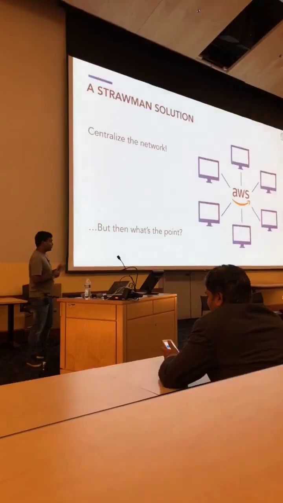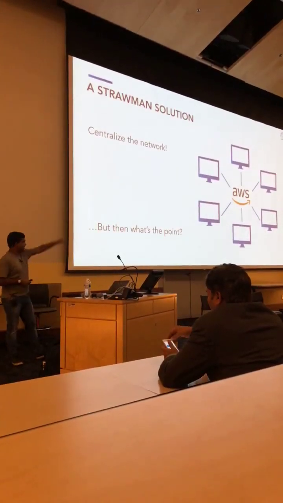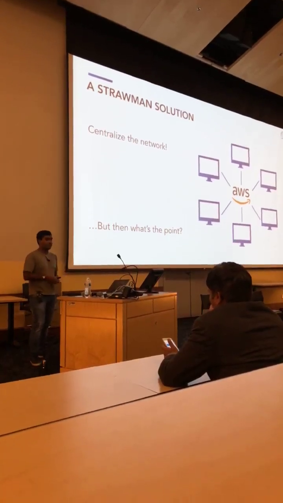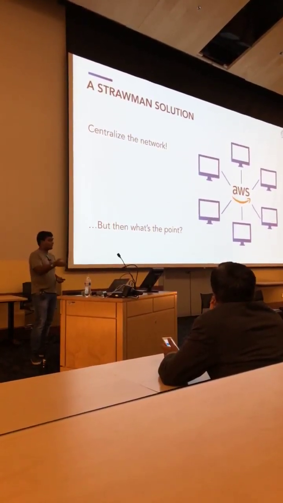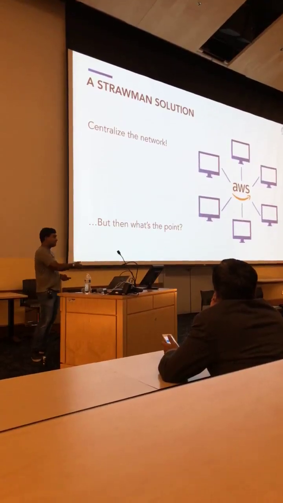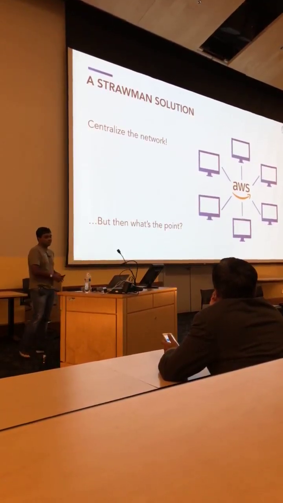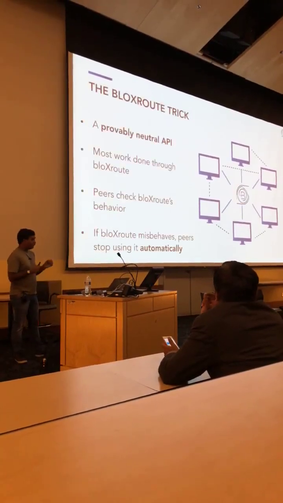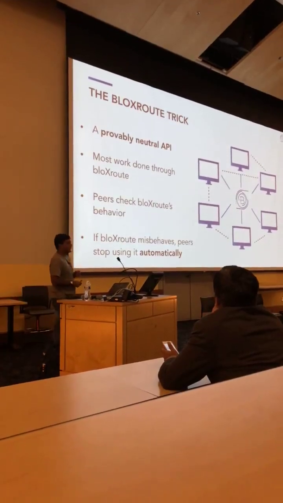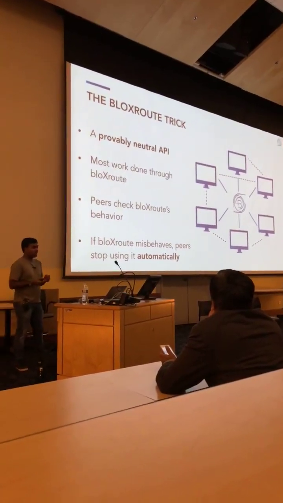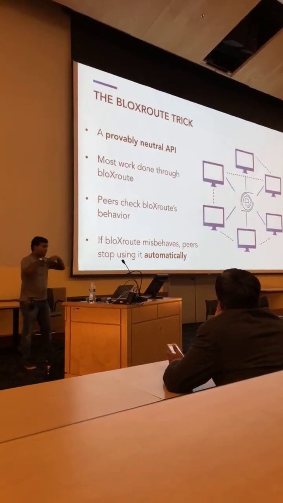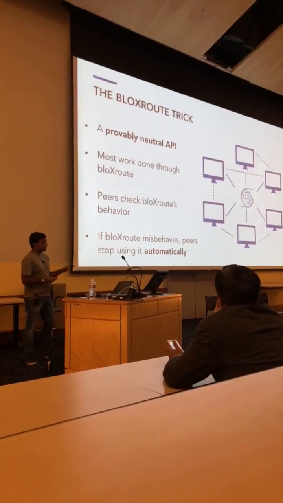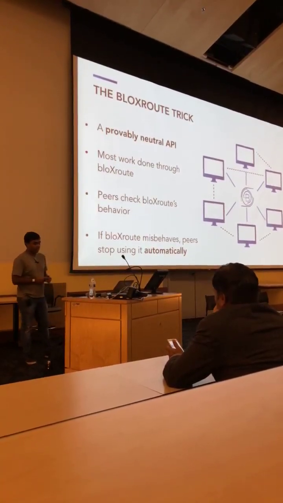So a strawman solution here is to just centralize the network. So say we use something like AWS to propagate all the blocks and transactions. Now, if we do that, then AWS gets to decide which blocks and transactions make it and which ones don't, because they can just drop the blocks they don't like. So we kind of lose the point if we just centralize the network. So what bloXroute does is it gives you the benefit of having a centrally managed network, and it keeps the peer-to-peer network around to check to make sure that the central network is behaving correctly. So if bloXroute misbehaves, the peer-to-peer network will move away automatically.